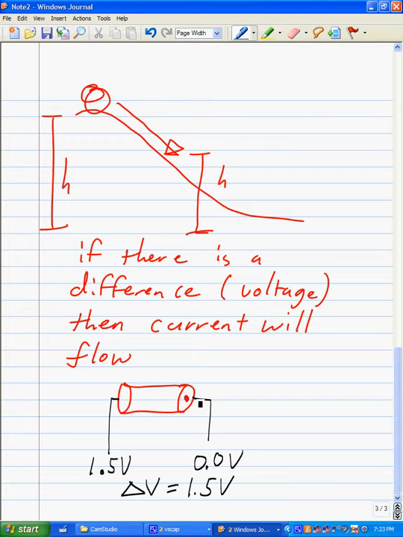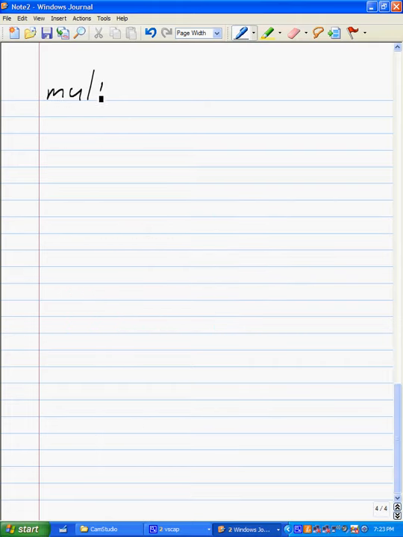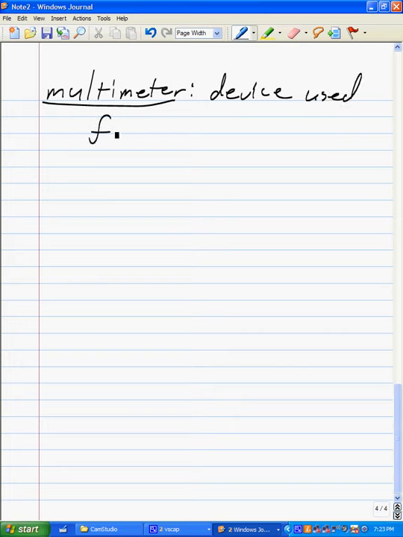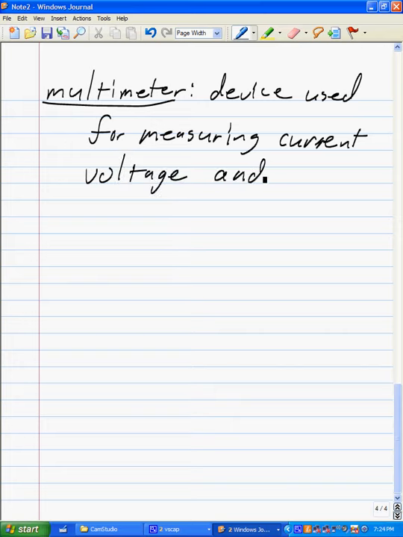All right, this is pretty close to where I want to stop. I want to slip one last thing in here real quick. I'm going to write down the term, and we're going to talk about it in class a lot. But a multimeter, this is a device used for measuring current, voltage, and resistance. We're going to use these a lot in class over the next few days, weeks, and probably month.